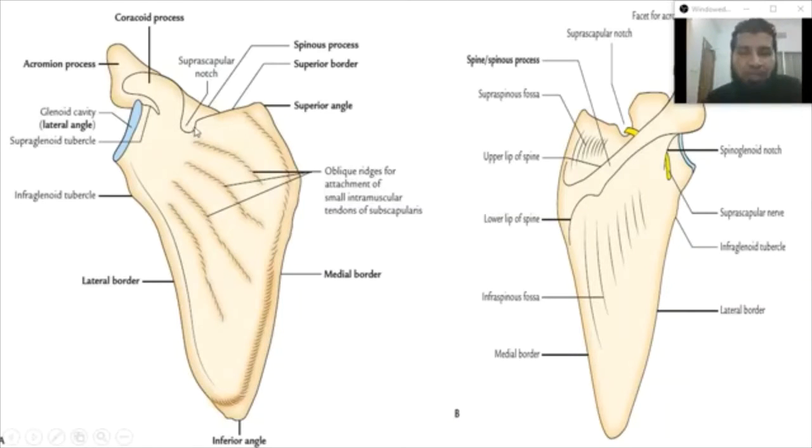So this is a notch called suprascapular notch. It is asked in the Viva question. What are the structures passing through the suprascapular notch? The suprascapular nerve and vessels pass through it. So there are three angles: inferior angle, superior angle, and lateral angle.